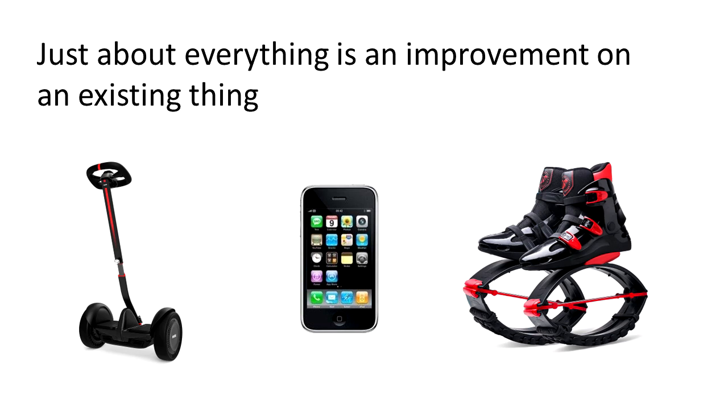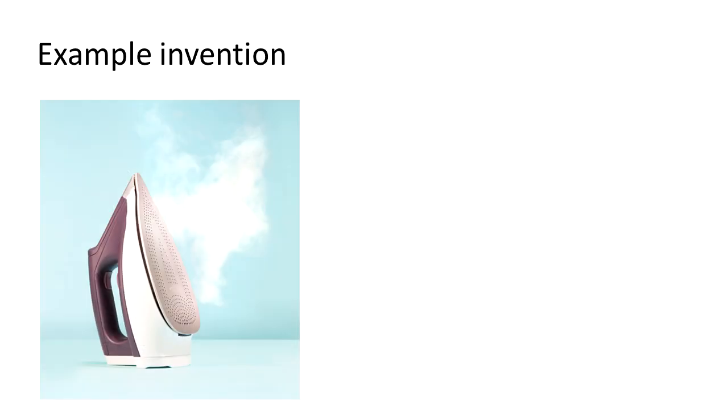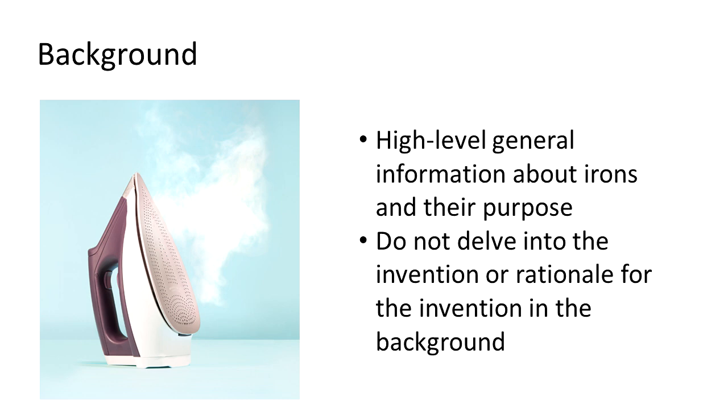Let's talk about a strategy for introducing the thing that is getting improved upon. So let's say that our existing product that we are going to improve is a clothes iron, and our invention improves the existing clothes iron in some way. Then one approach to handling this could be: high-level general information about irons and their purpose are included in a background section, but we do not delve into the invention itself or the rationale or reason for the invention in the background section.